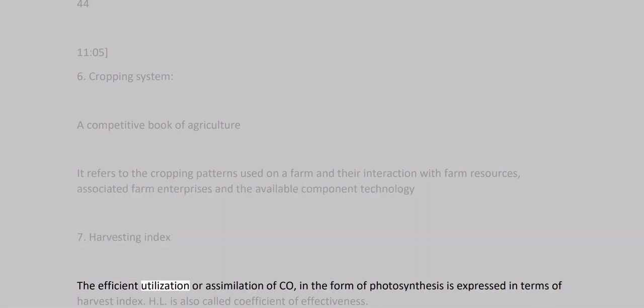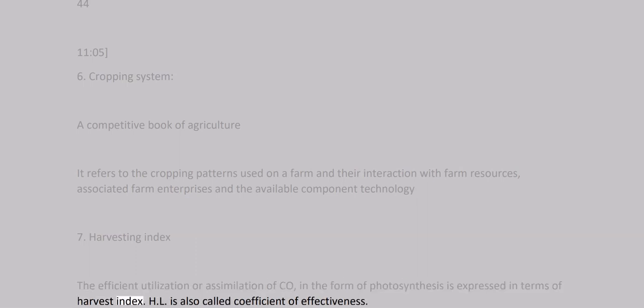7. Harvest index. The efficient utilization, or assimilation of CO2, in the form of photosynthesis, is expressed in terms of harvest index. HI is also called coefficient of effectiveness. HI equals economic yield, grain, divided by biological yield, grain plus straw, times 100. HI is similar to partitioning coefficient. 8. Coefficient of effectiveness, CE, equals sink divided by source, times 100. Source, parts of the plant where photosynthesis occurs, generally leaves. Sink, where photosynthate accumulates, generally grain is the sink, but there may be exceptions viz. stem in potato, roots in sugar beet, and leaves in pulses is the sink.